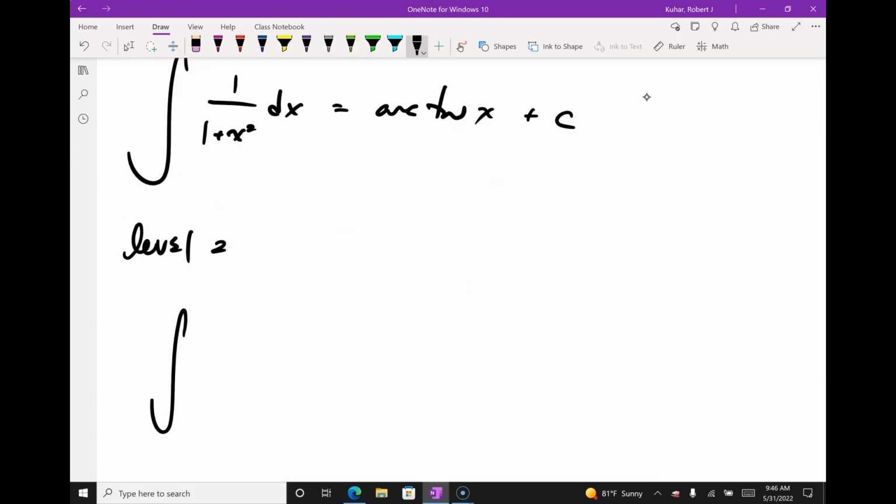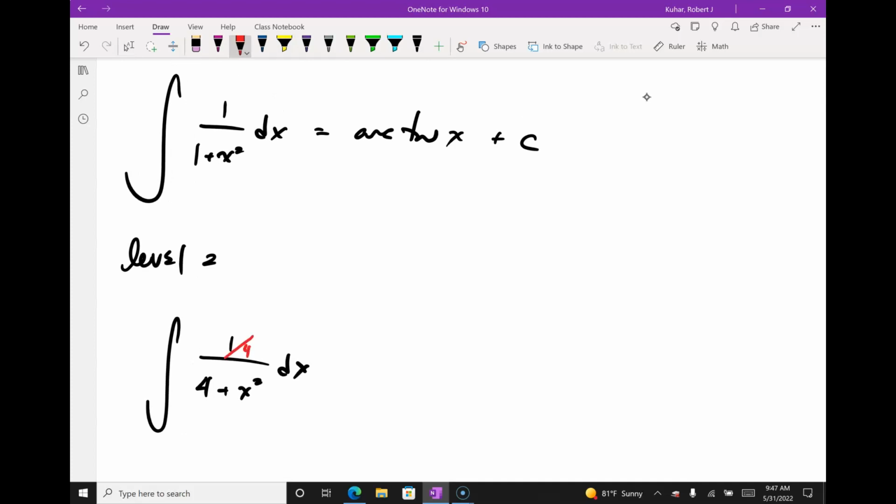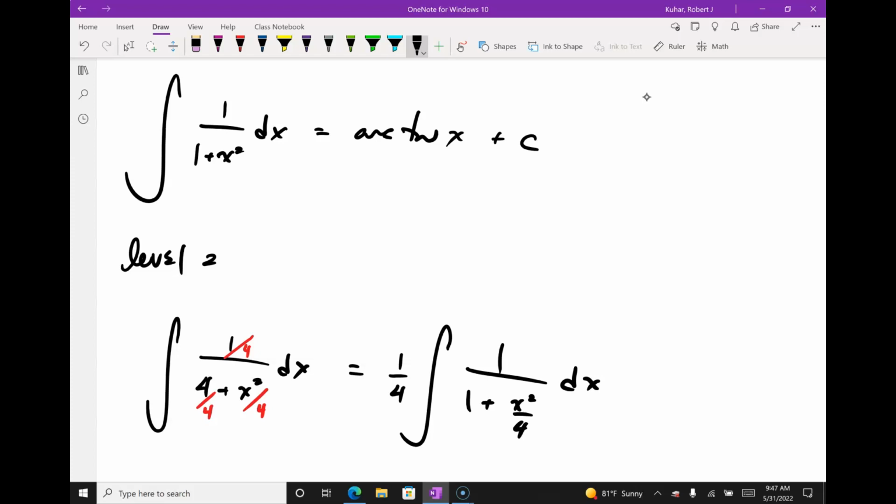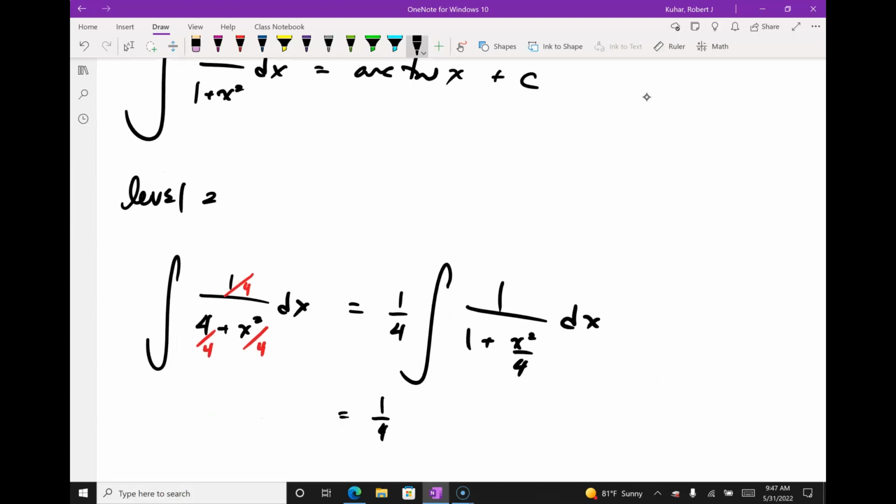Level 2, I'm just going to see something that doesn't quite look right to what I want, right? And what is it that I don't like here? The 4. So what I'm going to do is I'm going to divide everything by 4. So that 1/4 that's upstairs is now out front. And I have 1 over 1 plus x squared over 4. And I'm kind of saying, well, can I make that x squared over 4 something squared? Right? You with me? And I can. It's x over 2 quantity squared.